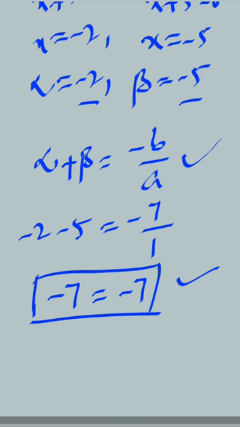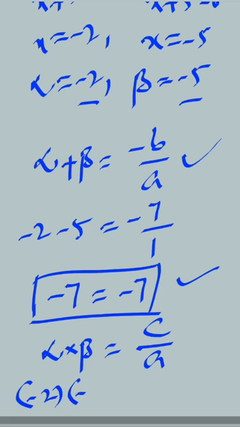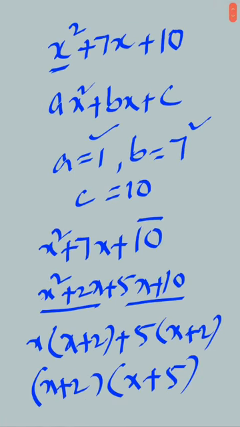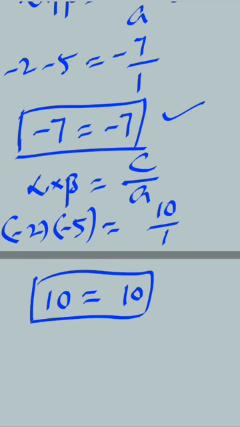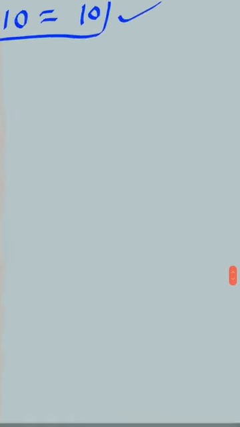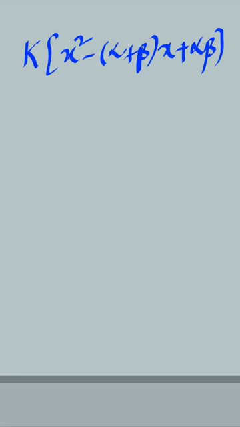Another one is alpha into beta is equal to c by a. So how can we verify this one also? Alpha is -2 into beta -5 is equal to, what is c? c is 10, a is 1, so 10 by 1. So -2 into -5 is plus 10, that equals 10 by 1, which is 10. Yes, this is also verified. These two are equal. That means alpha into beta is equal to c by a. In this way, we can verify the relation between zeros and coefficients. This is the way of doing the problems.